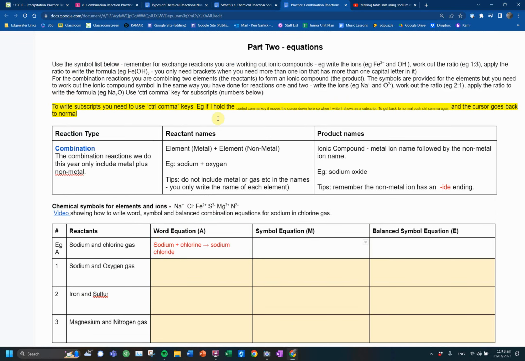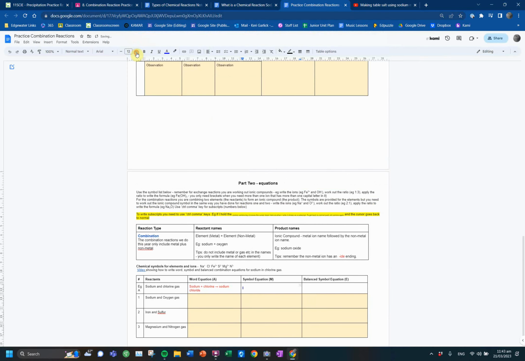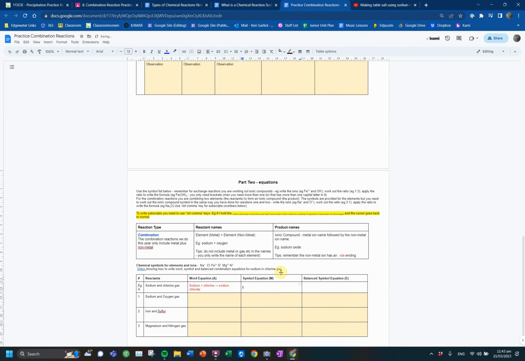That looks like it's going to be really teeny tiny. Let me fix that. What size is that? 10.